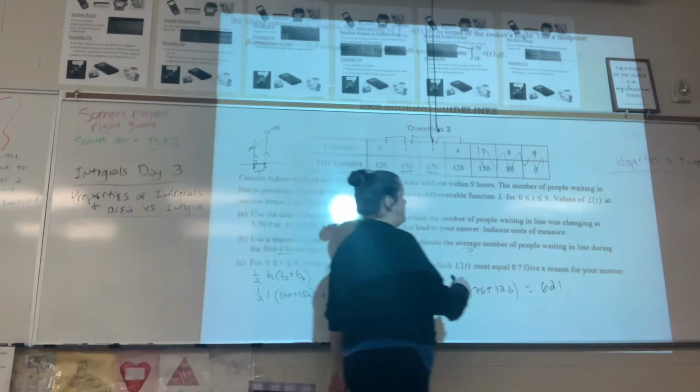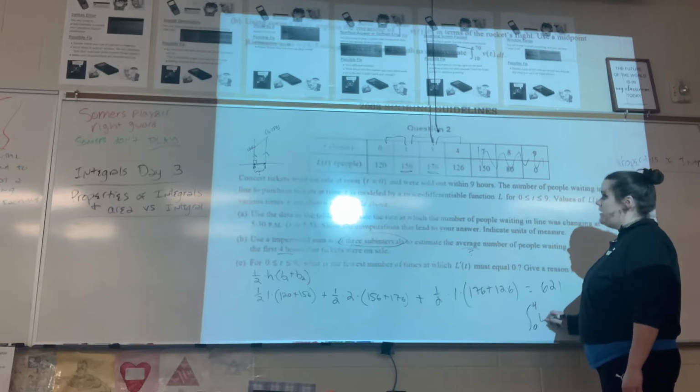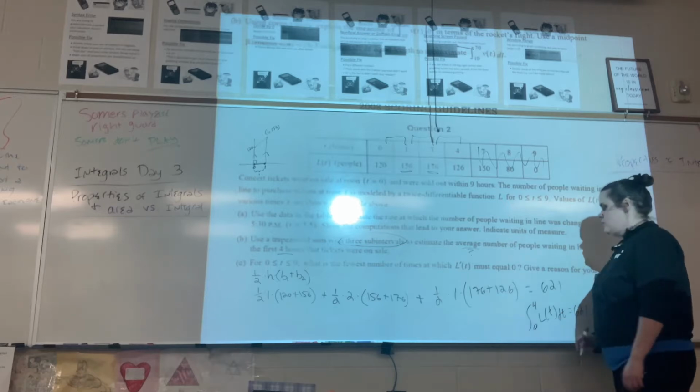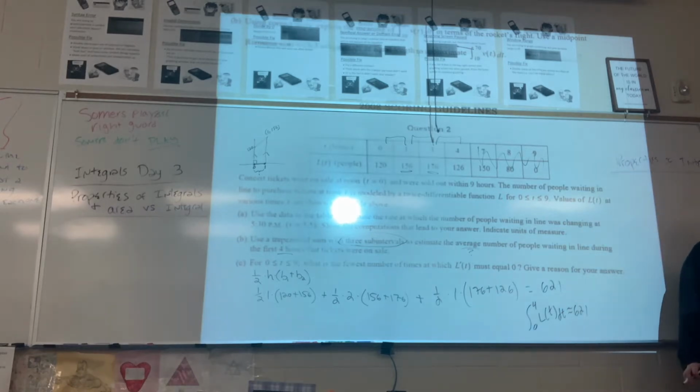So the 621, remember, is representing the integral from 0 to 4 of L of t dt, right? Or I guess I should say it's my approximation of that, right? Think about the word average.